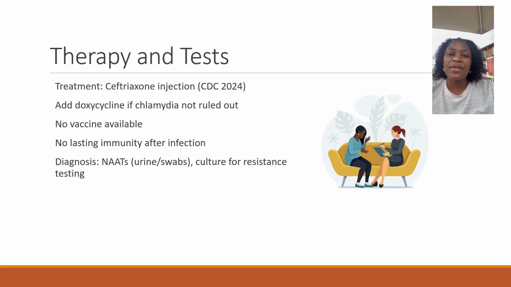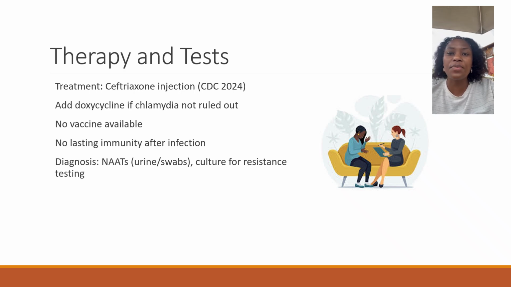The CDC currently recommends treating gonorrhea with a single injection of ceftriaxone, a third-generation cephalosporin that disrupts bacterial cell wall synthesis. If a co-infection with chlamydia hasn't been excluded, doxycycline is also given. Unfortunately, no vaccines exist. The infection does not provide lasting immunity due to the bacterium's ability to change its surface proteins.